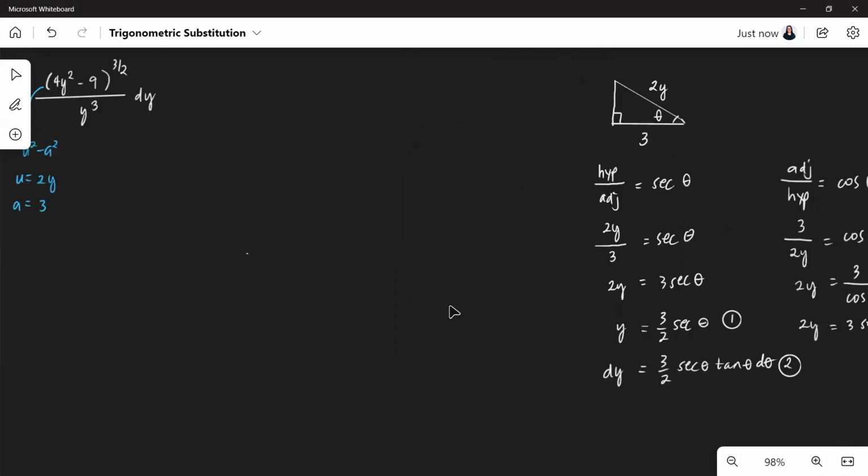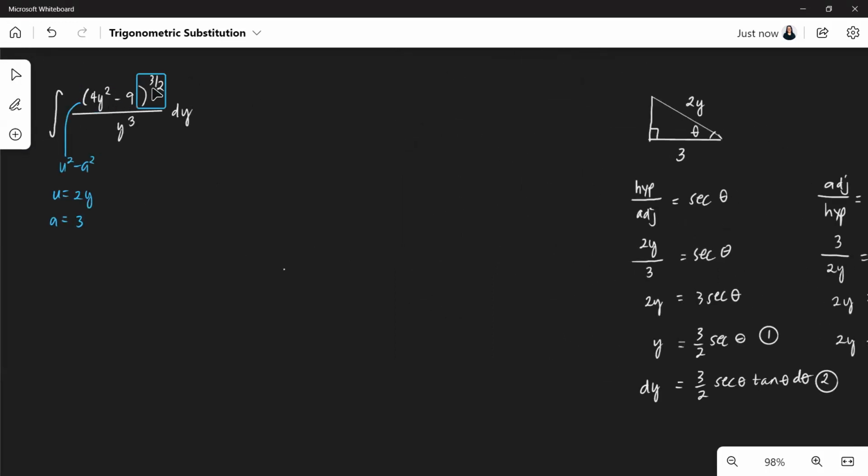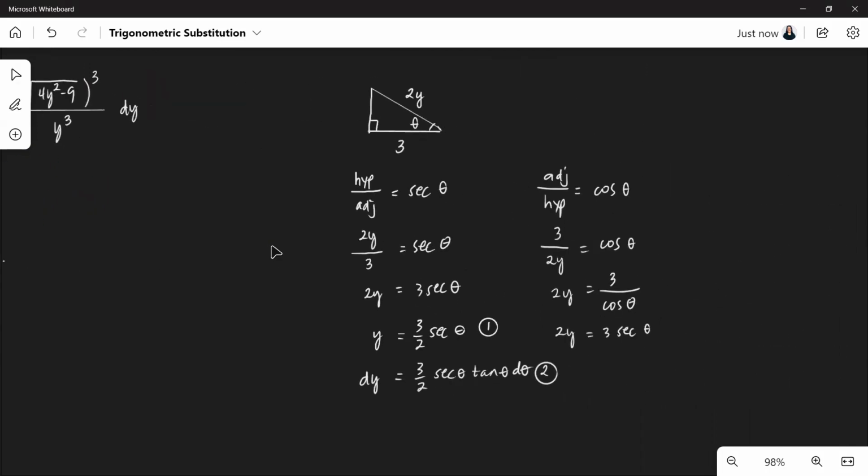And for the third equation, we need to substitute (4y squared minus 9) raised to 3/2 with a trigonometric function. So this can be written as the square root of 4y squared minus 9, quantity raised to the power of 3, all over y cubed dy. From this triangle, the opposite side is the square root of the square of the hypotenuse, meaning 4y squared, minus the square of the adjacent side, meaning minus 9.